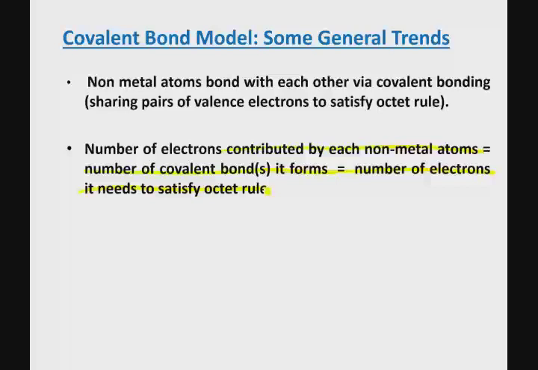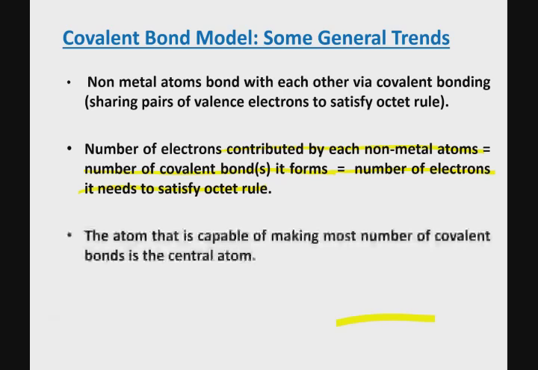Similarly, nitrogen has 5 valence electrons, therefore it will need to make 3 covalent bonds in order to satisfy the octet rule. Once again, those 3 covalent bonds could either be a triple bond, 1 double bond and 1 single bond, or 3 single bonds. So this way we can predict how many covalent bonds a certain non-metallic atom would need to make. It will equal the number of additional electrons that that atom needs in order to satisfy the octet rule.